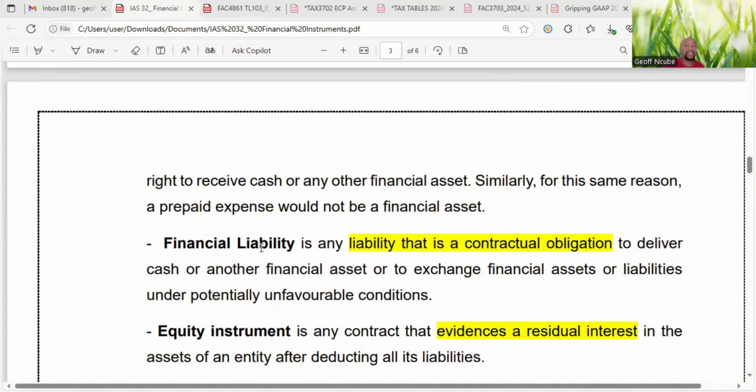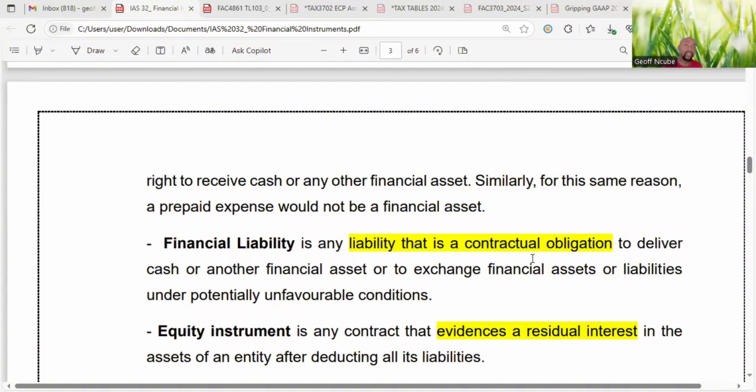A financial liability, which is the other side of an asset, is any liability that is a contractual obligation. So it's based on a contract. Remember, when it comes to a contract, it can be verbal. We can agree, yes, you give me this much, and I'll give you this. Can I have your car? I want to buy your car, so I'll give you the money next week or whatever.